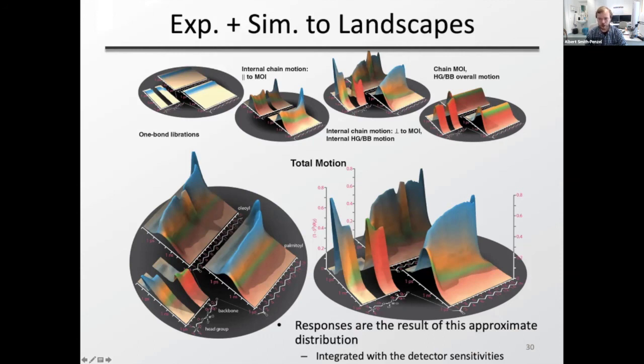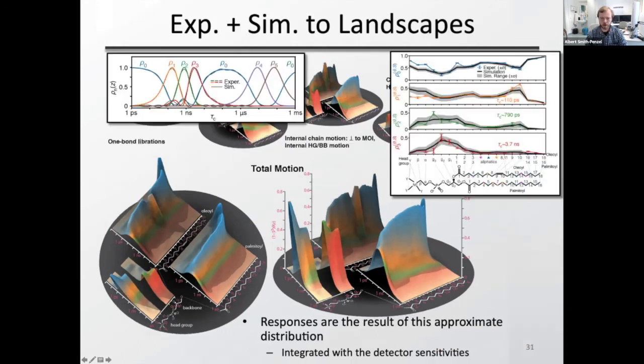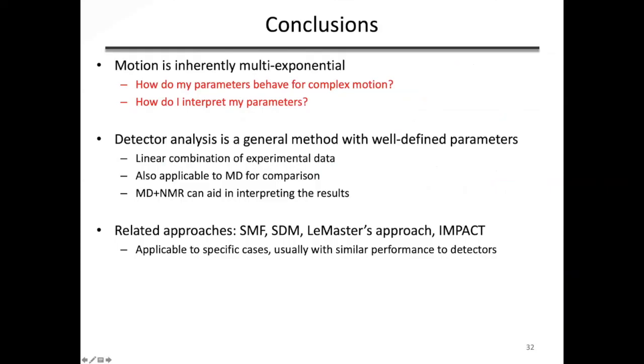If you say, what does your detector response mean? Well, it's the integral of these sensitivities with this distribution. What I did is highlight on here, the coloring tells you which detector is picking up which part of the distribution. To wrap up, just remember motion is inherently multi-exponential. So how are your parameters going to behave?